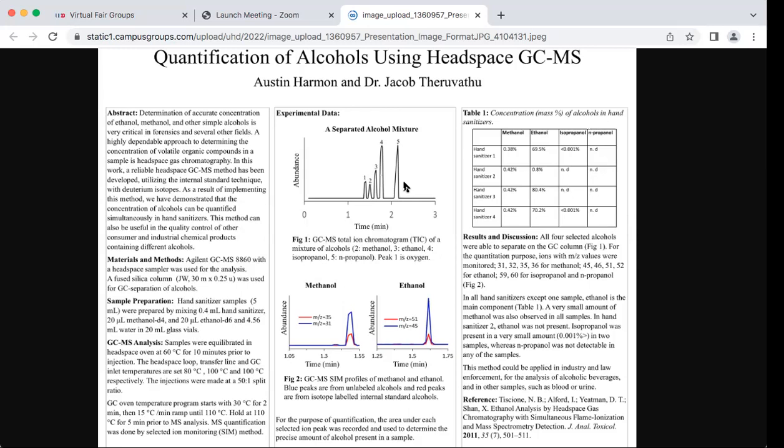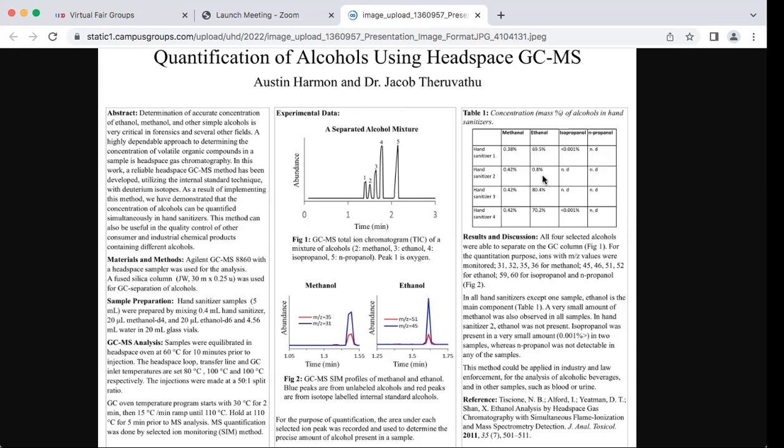And the area of each peak is directly related to how much of that particular alcohol is in the sample. So if a peak has a larger area, then that means there's more of that alcohol in the sample. So we wanted to test how much of a particular alcohol was in 4 different hand sanitizer products. So over here we tested 1, 2, 3, 4, and we did confirm that all the labels were accurate.